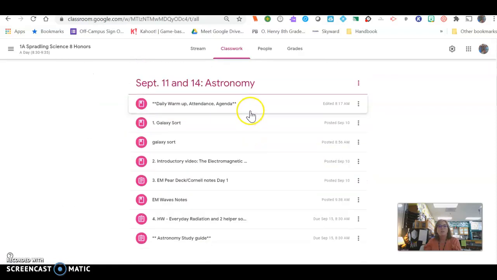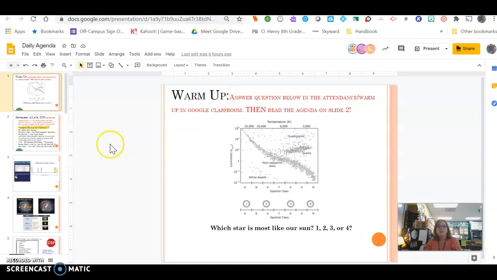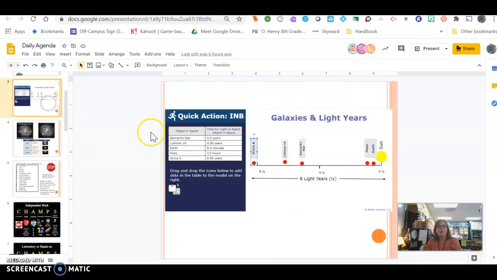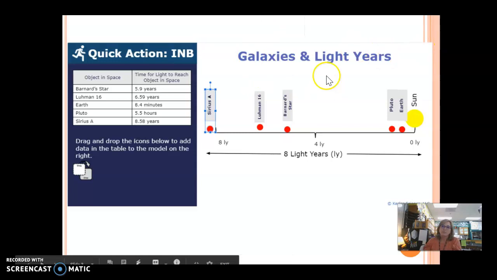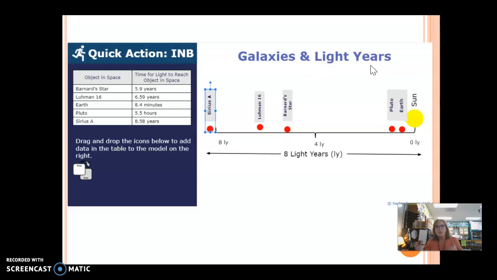Okay, after we've done our warm-up, let's go back and look. I just want to review, as I reviewed with everyone when you did your interactive notebook over galaxies and light years. I talked about how light years is a measure of distance when we talk about space, because space is so big that we need to have a way to not have such big numbers. If you were dealing with miles or kilometers, the numbers would just be too big.